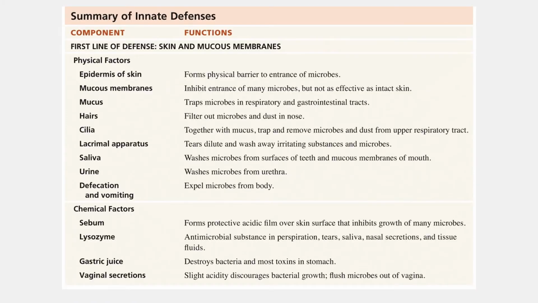This table here summarizes that first line of defense, the skin and mucous membranes. So we're going to get all of those physical factors we talked about, the skin, mucus, hair, saliva, and it will give an outline of the functions of each of them as well. We're also going to get those chemical factors, sebum and lysozyme, as well as the gastric juice and vaginal secretions, all on this list as well.